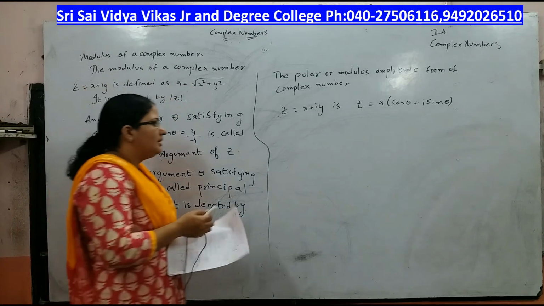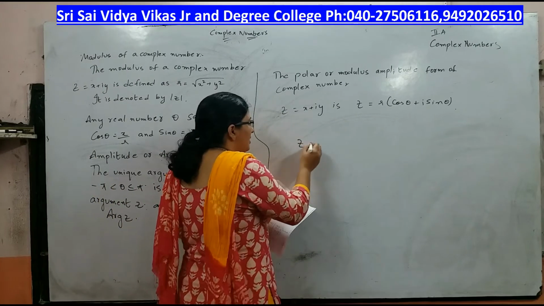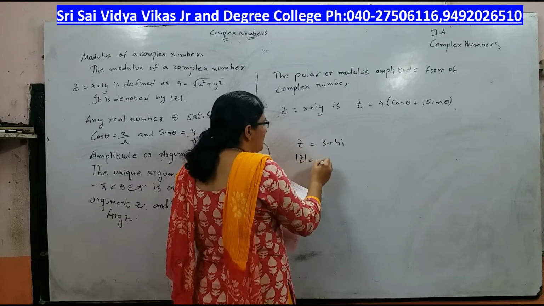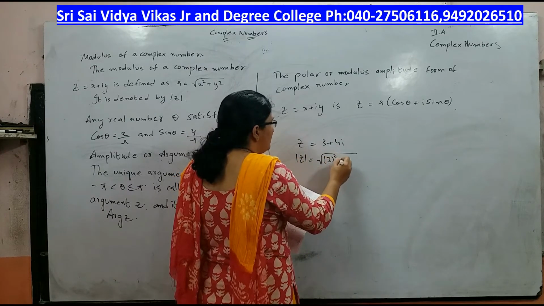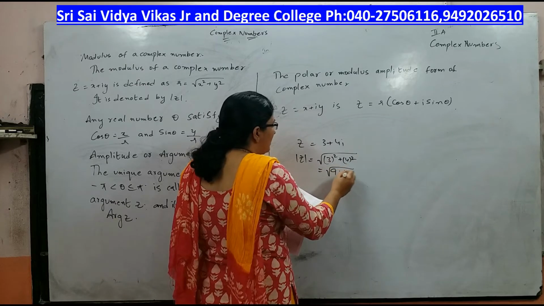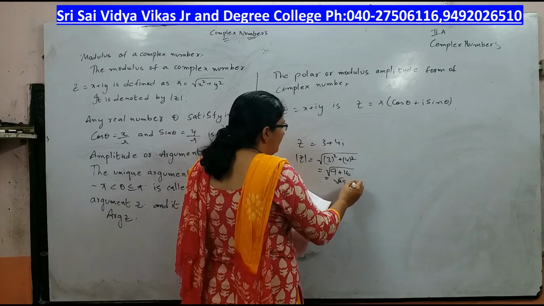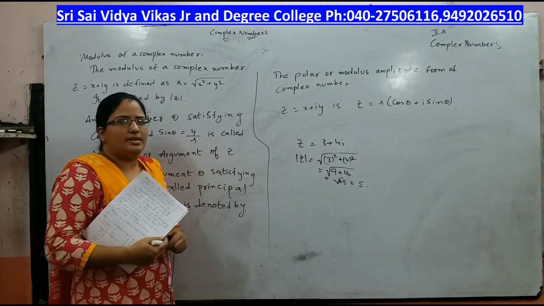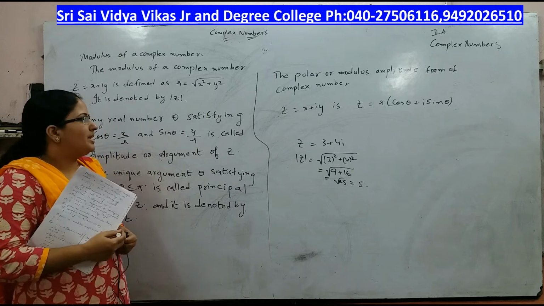For example, you have z is equal to 3 plus 4i. Then mod z, the modulus of z, is under root of 3 square plus 4 square. That is under root of 9 plus 16, that is root 25, which is 5. So this 5 is called the modulus of the given complex number.